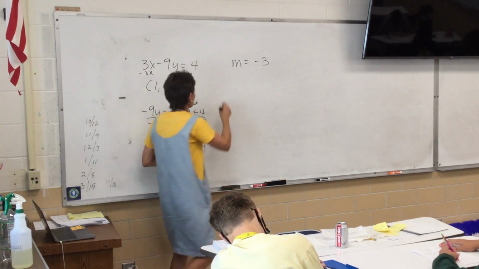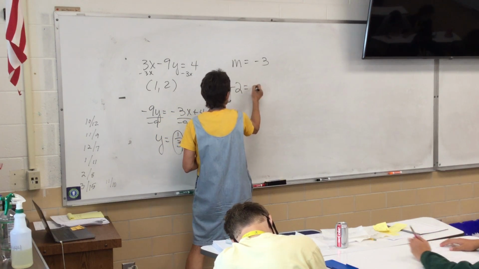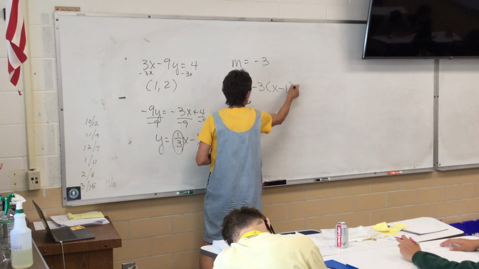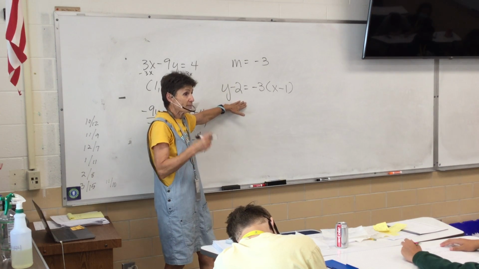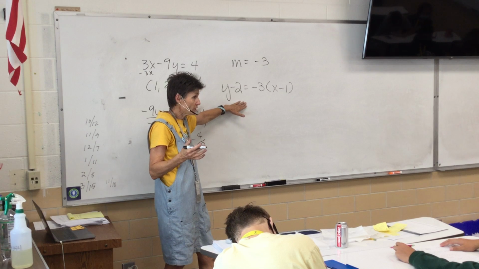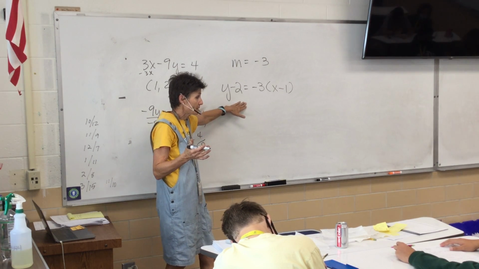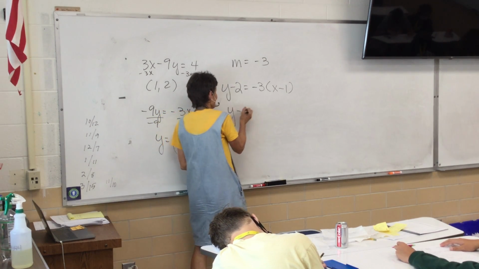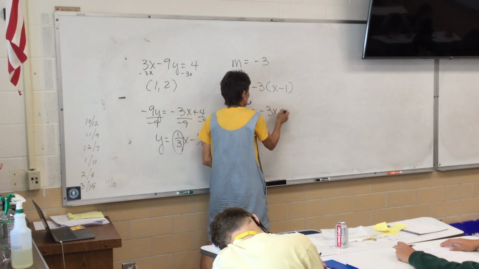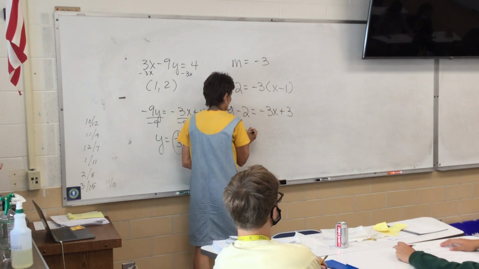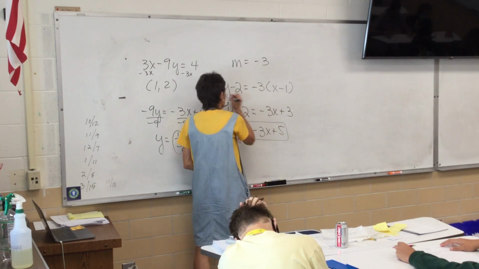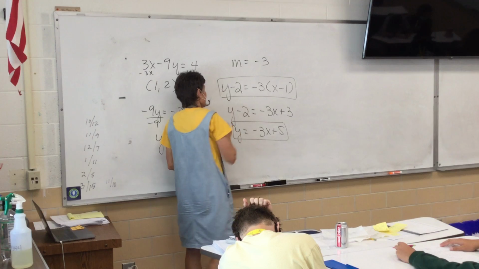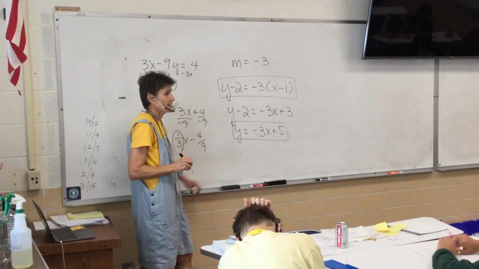Now use my point. So y minus 2 equals -3 times x minus 1. What form is this? Point slope. So if it's a point slope question, we're done. If it's not, then we have to distribute and get the slope intercept one. So one of these will be the answer depending on what the directions say.